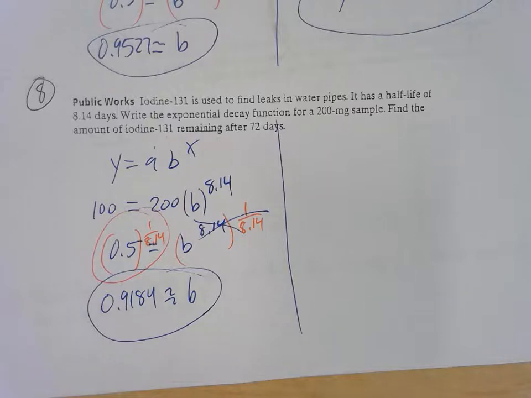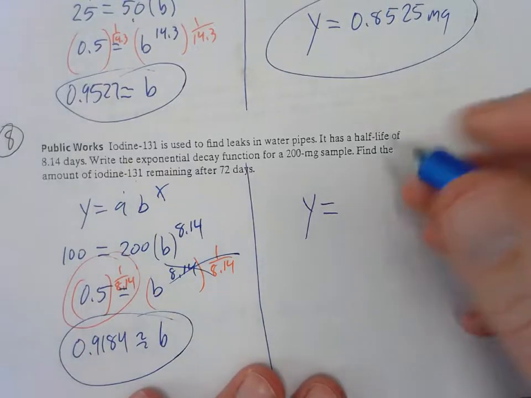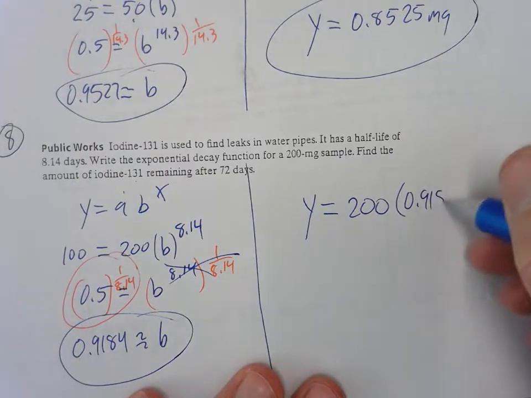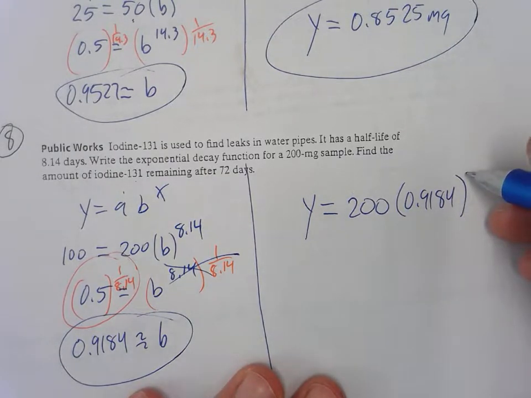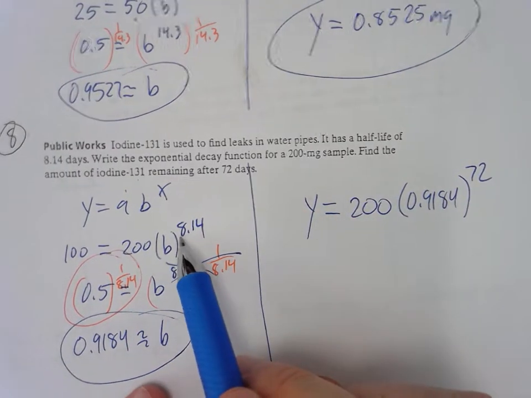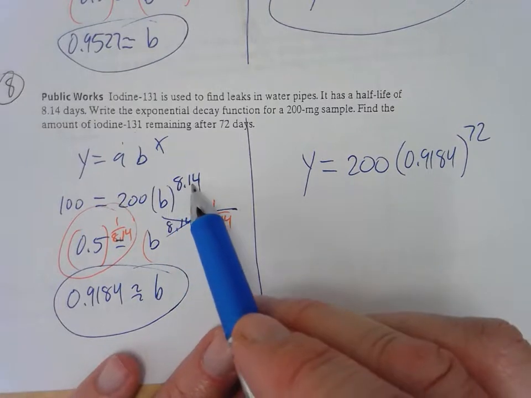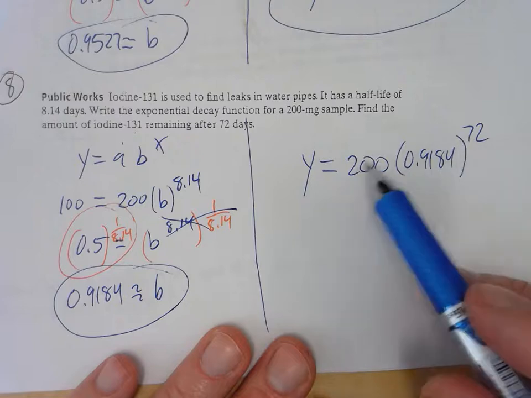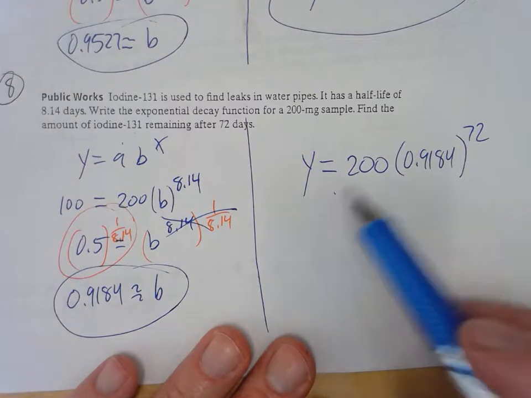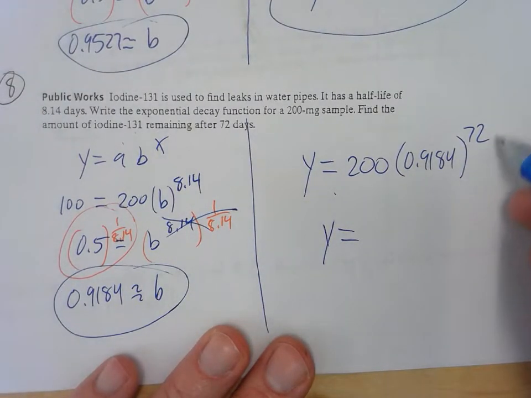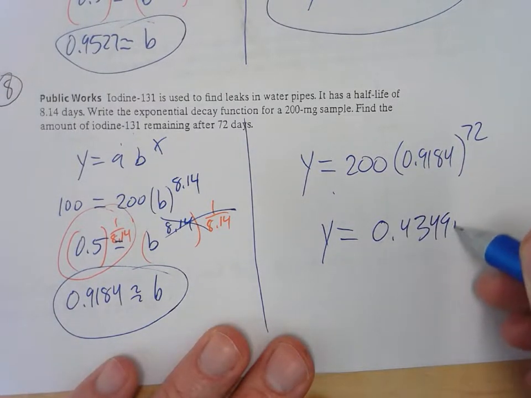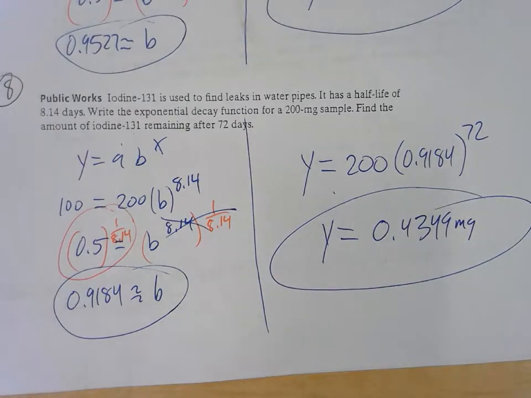All right, now I can use that just like on the last problem. We get 200 times 0.9184 to the x power, and we want to know the amount after 72 days. So we know that this many days cuts it in half. So what's going to be left? Well, it's a lot more days, so it's going to be cut way more than half. There's going to be hardly anything left. So you type this into the calculator, you get 0.4349 milligrams. And again, units are important.